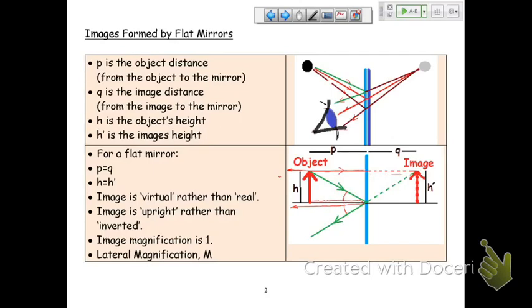And I think Newton actually developed the terminology of using P and Q. So P is the object distance and Q is the image distance. Do you know that old saying, you got to watch out for your P's and Q's? Have you heard that? It means pay attention.